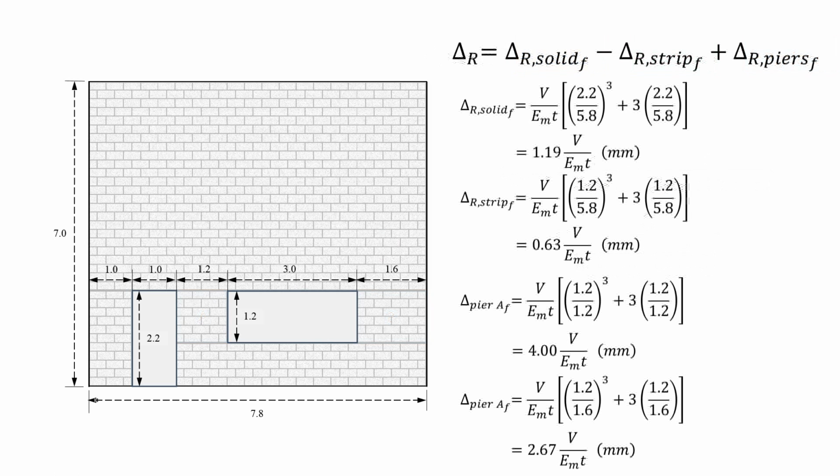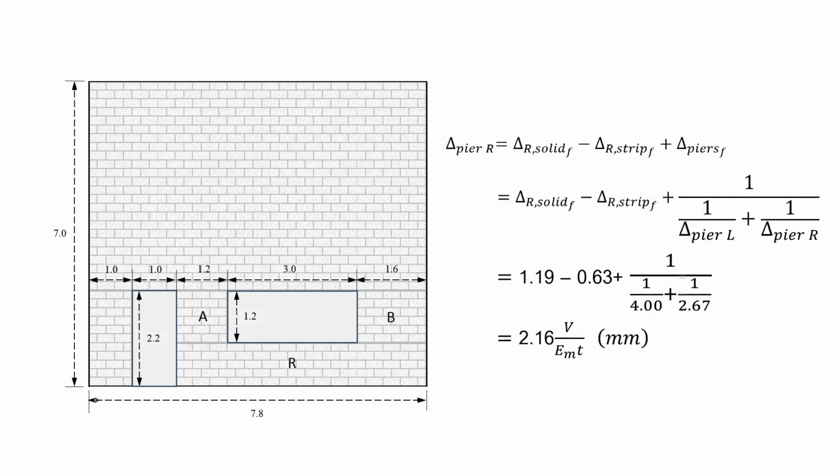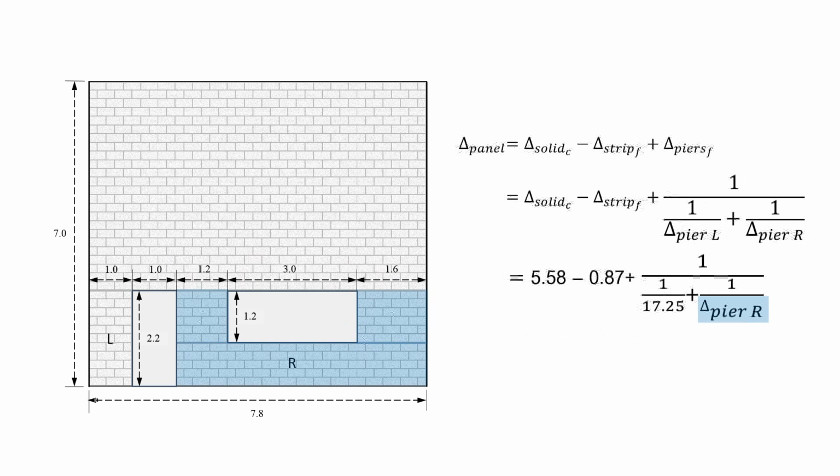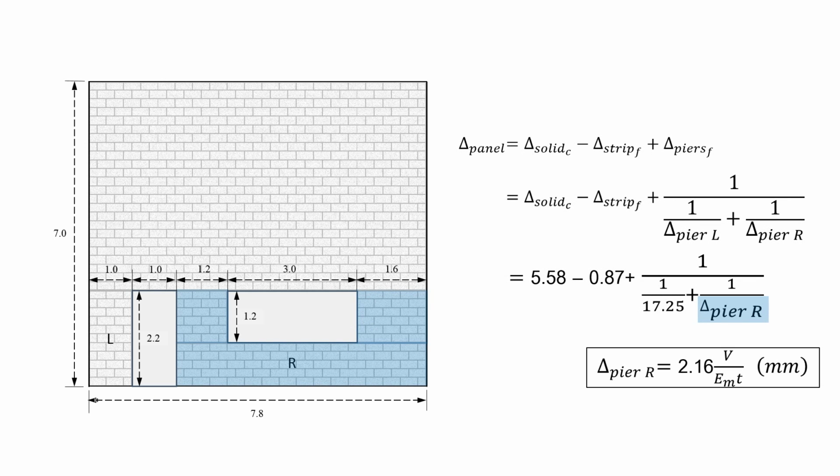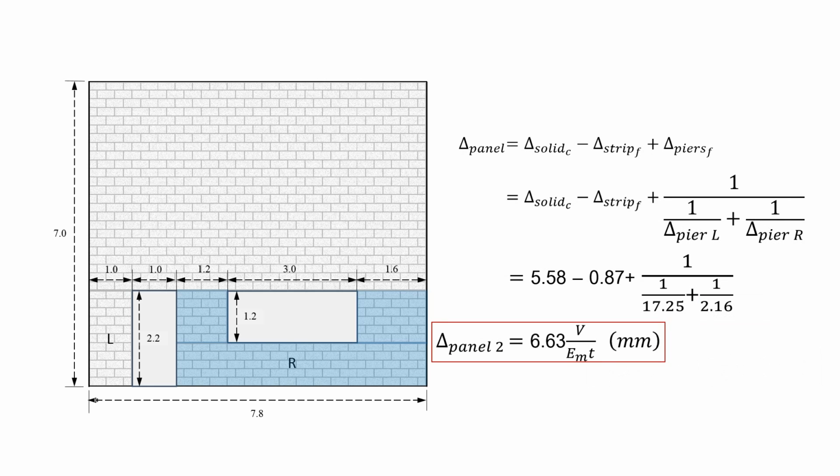And so when we sub in our values here, I'm just subbing in numbers. It's all using the fixed end condition. And we can actually get this 2.16 value you see here when I sub everything in. That is the deflection of this area here, looking at the opening being taken into account. So now that I have that number, I can go back to what I had before, where this value was unknown. I can sub in the 2.16. And so now, when I put that in there, I get a deflection value for panel 2 equal to 6.63.